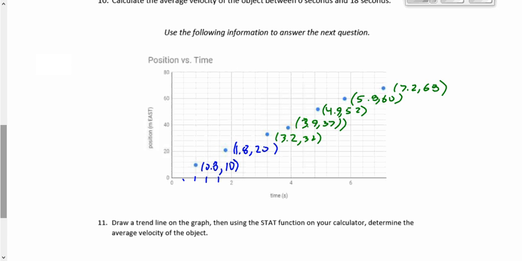All right, technically we should have drawn a trend line or a line of best fit here, and that trend line should have looked something like this, although you should be using a ruler. You should be using a ruler, so it should be nicer than that. Now it's time to enter these into my calculator.